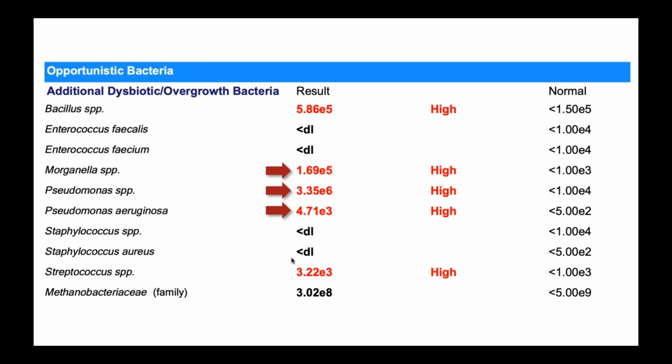So again, I flagged some of the potentially most clinically relevant organisms in this case. So there's a general overgrowth pattern, but we also see that Morganella is quite high at 1.69 E5, which is more than a couple orders of magnitude higher than the cutoff for being considered high. So again, that's pretty high. Also, once again, in this case, Pseudomonas was elevated, both the species Pseudomonas aeruginosa as well as other species in the Pseudomonas genus.